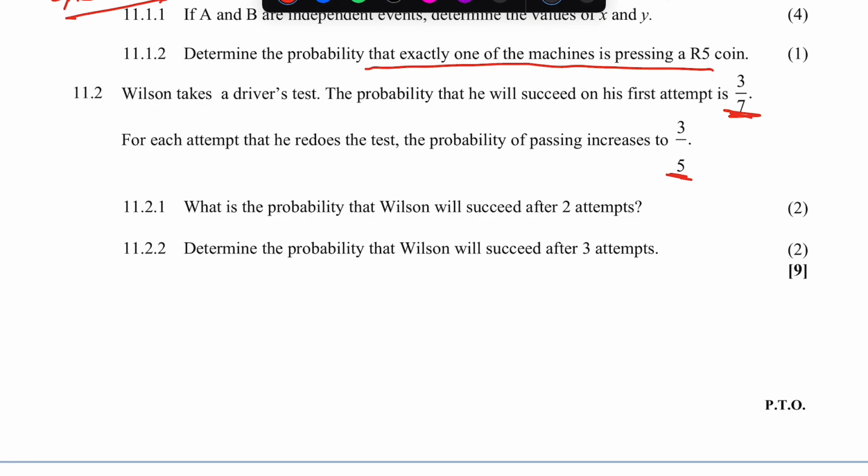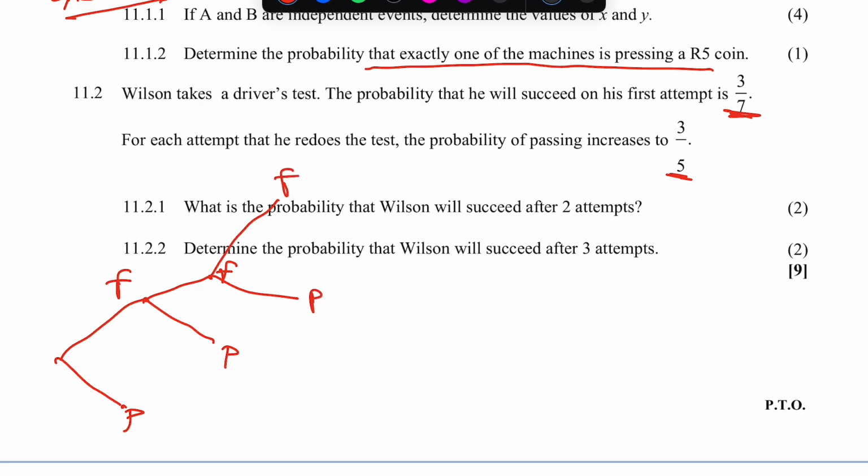Okay, so here we just have to draw a tree diagram. So that will be the fail, that is the pass. And then at the second attempt, remember if he passed, stop there, he's done. If he fails, he's going to take the second attempt. So it's going to be a pass, a fail. If he passes there, it's fine. But if he fails again, that will be the third attempt. So that's a fail, that's a pass.